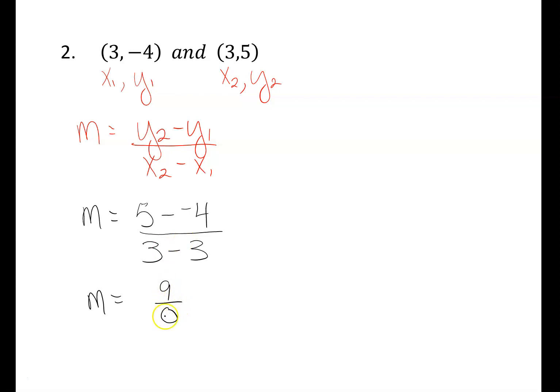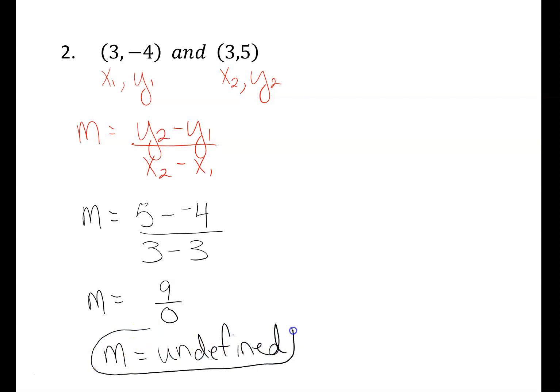Now, if you get 0 on top or bottom, don't ever stop there. You need to go ahead, and if it's on bottom, you would say m is undefined. That's the answer to the slope, undefined. Remember, under the line is undefined.